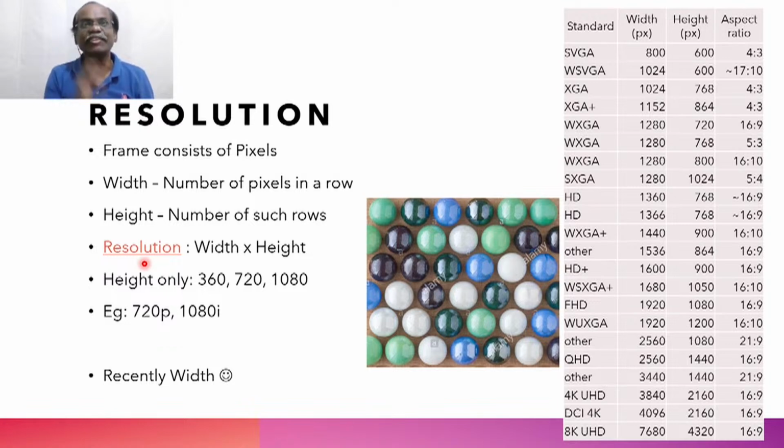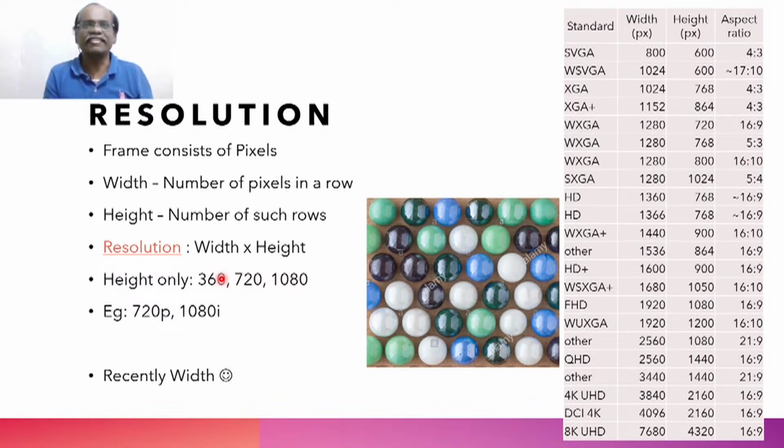360, 720, 1080, like what is that number? Normally resolution means width into height, but they say only one number. That number is called the height of the video. Simple. They say 360, it's the height. So for 360, the width will be 640. So it's a default thing, right?